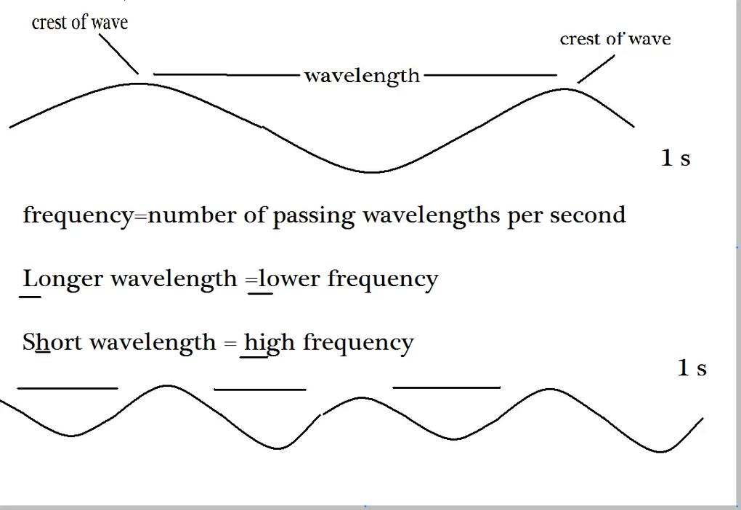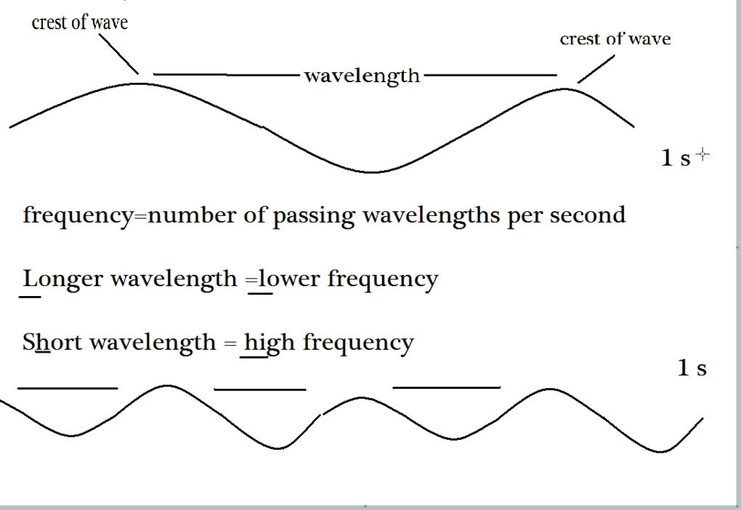Now what we need to know about wavelengths is that longer wavelengths will have lower frequency. A trick to remember this is L and L. Now to explain this, a wavelength is from crest to crest. So this right here would be one wavelength. Now if you look at this down here, from crest to crest, there's three of them. Now the definition for frequency is number of passing wavelengths per second.